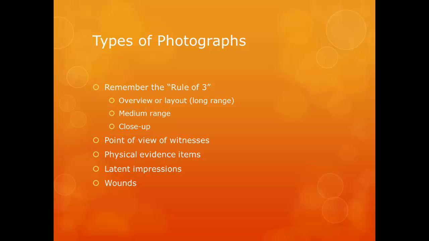Photographs are taken of the general layout of the area, and physical items of evidence and their location to other items nearby are noted. Latent pieces of evidence such as impressions and prints are photographed, and someone's physical wounds are all examples of types of evidence that can be photographed at crime scenes.